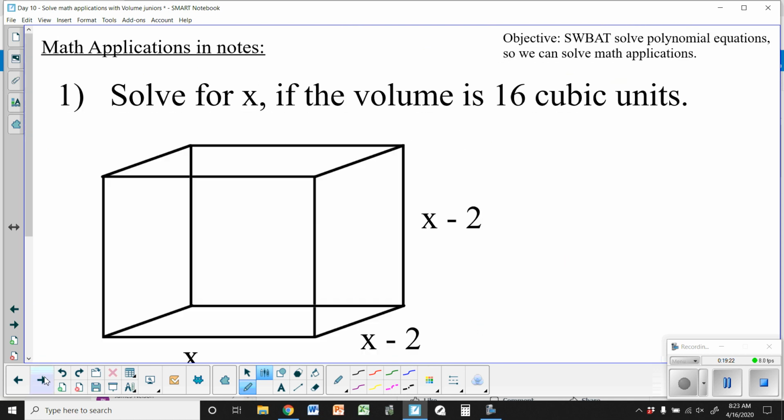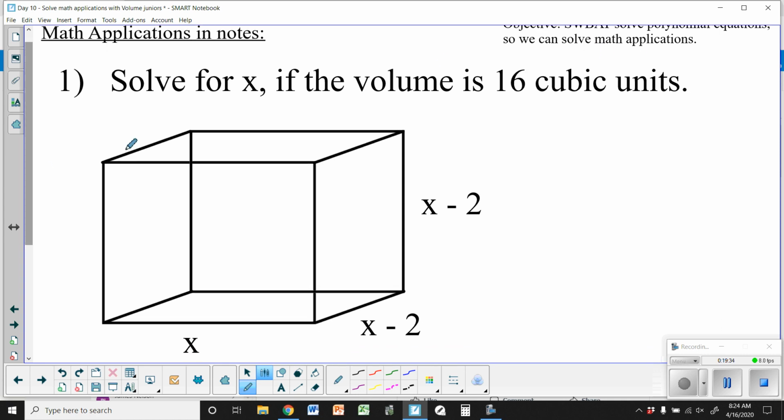Oh, no, we're not going to do that one. We're to solve for x if the volume is 16 cubic units. So notice that we're doing these math applications. What does it mean to solve for x if the volume is 16 cubic inches? And we have this as our volume.